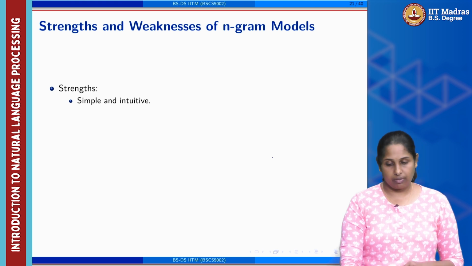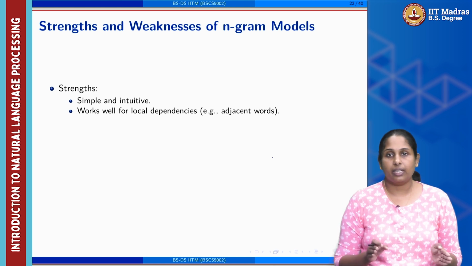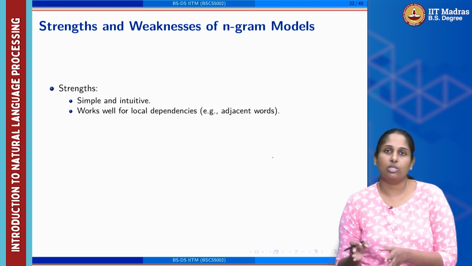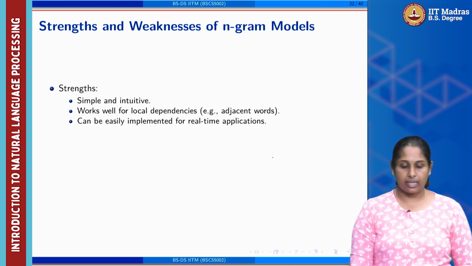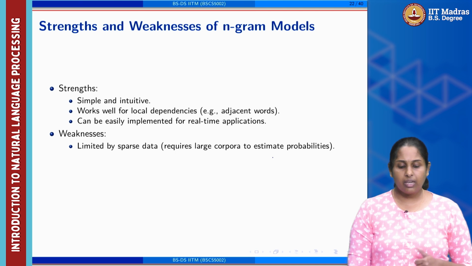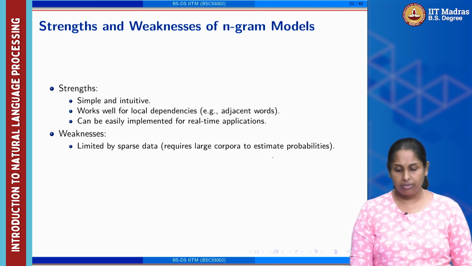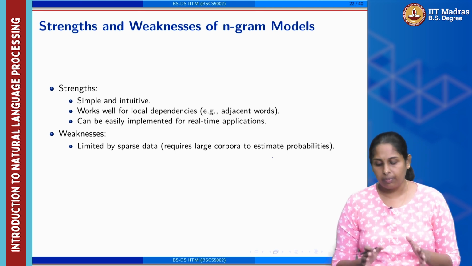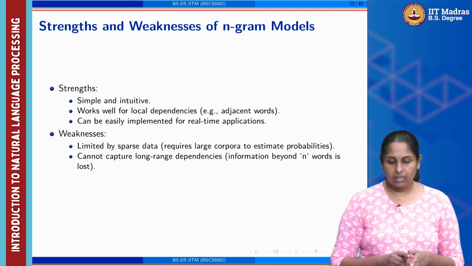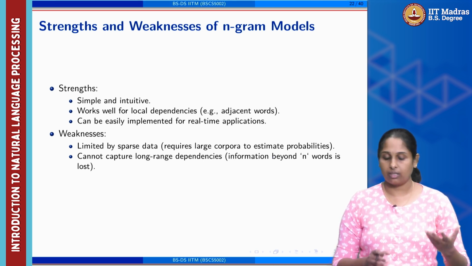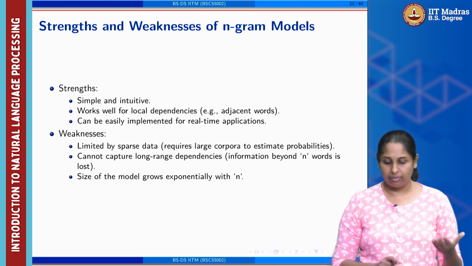So, the strengths and weaknesses of n-gram models are: they are very simple and intuitive, and work very well with local dependencies, especially if you want to look at only the adjacent word; the n-gram model is the best model. It can be easily implemented in real-time applications. The weakness is that sparse data will not be enough. It requires a large corpus to estimate the probabilities. It cannot capture long-term dependencies because information beyond the n words is lost. And the size of the model grows exponentially with n.